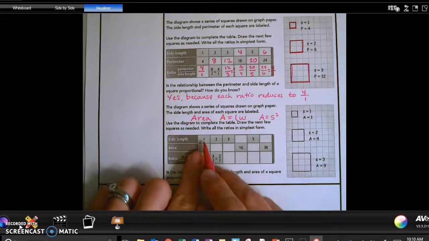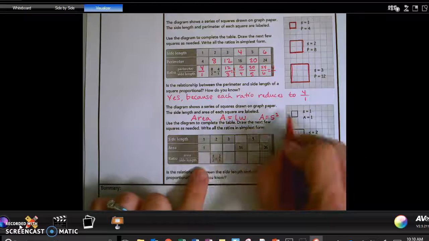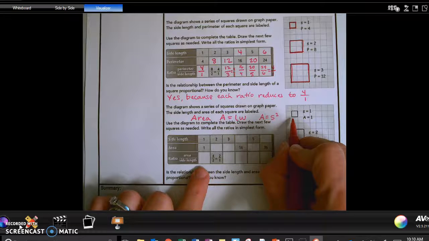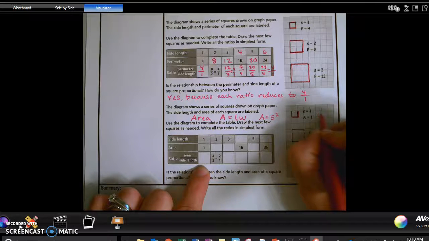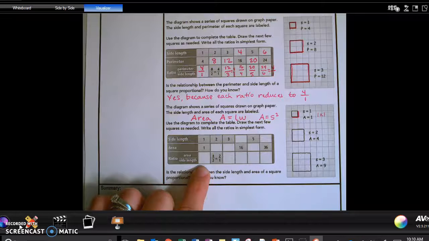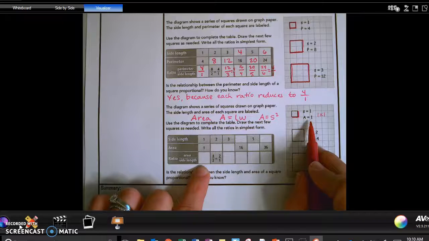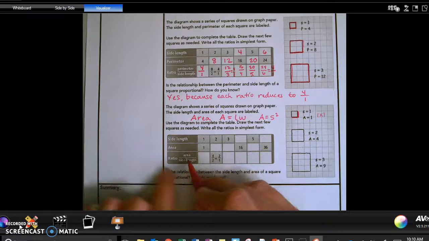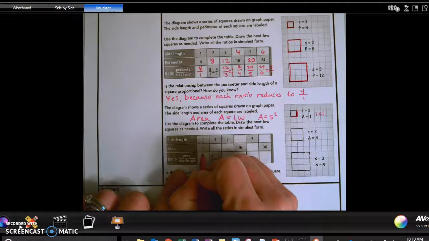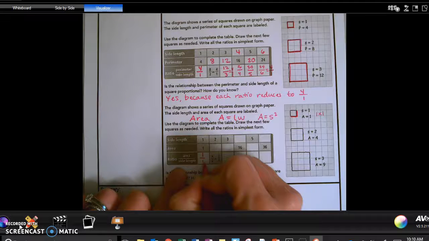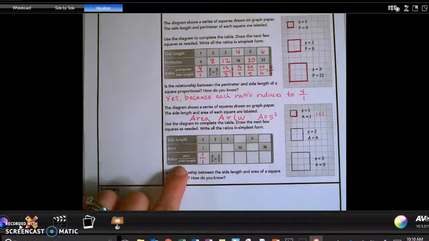So as I'm filling in my table here, let's look at our square whose side length is 1. If I take the length, which is 1, and the width, which is 1, that gives me an area of 1. So in my table, I'm going to write the ratio of the area to the side length. My area is 1 and my side length is 1. So I have a 1-to-1 ratio.